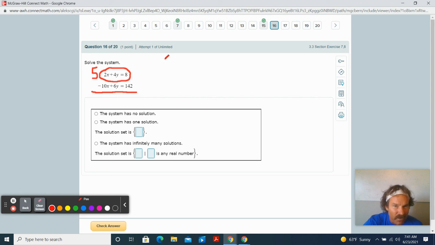And I'm just going to write it over here. I'm going to write a new equation over here. So this is going to be 10x plus 20y equals 8. Okay, 10x plus 20y equals 8.